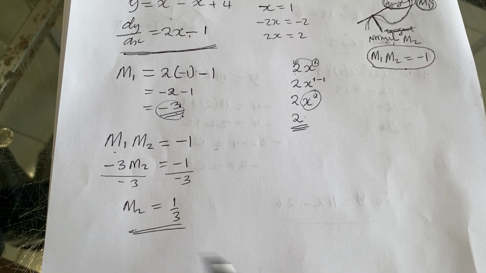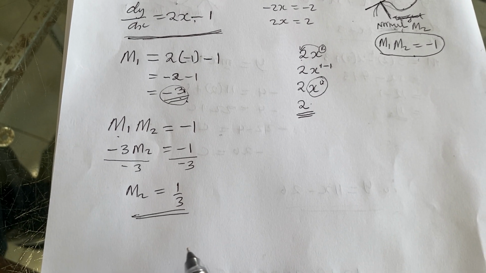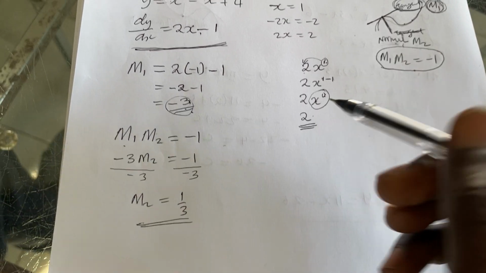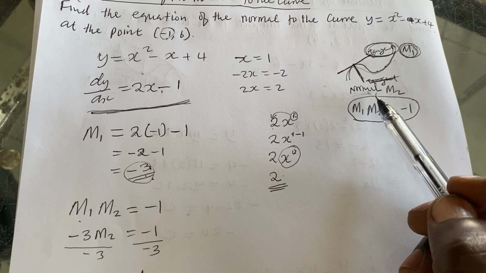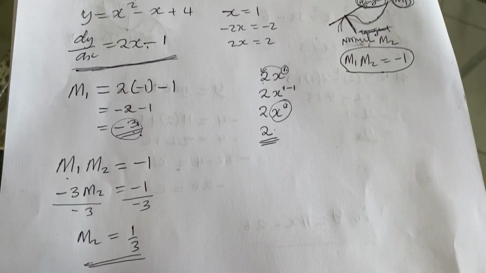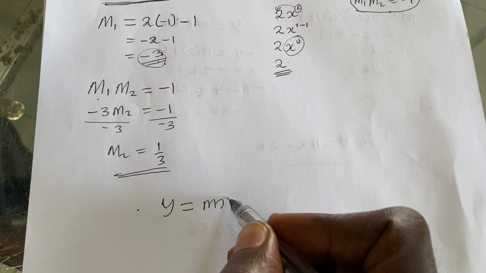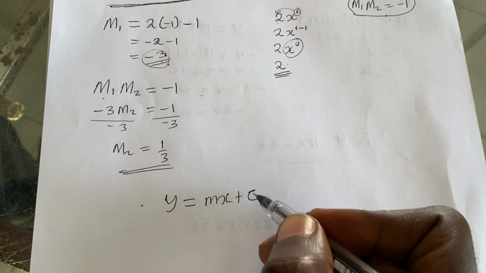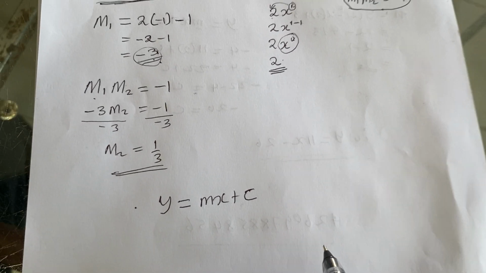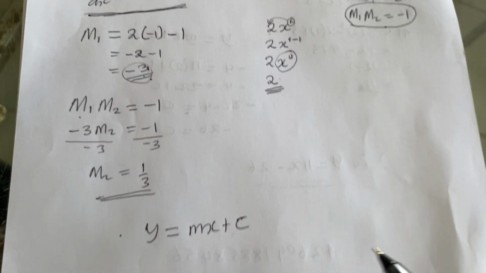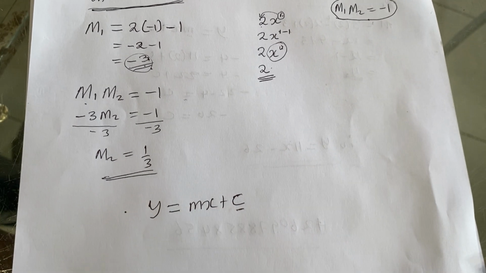But before we find the y-intercept, let's first write the formula for the equation of a straight line, which is y is equal to mx plus c. So now this is the standard equation for a straight line. So we're supposed to find the c, and c is the y-intercept.